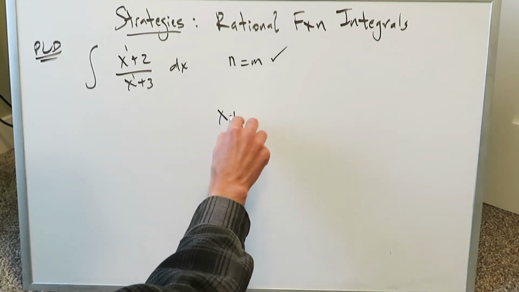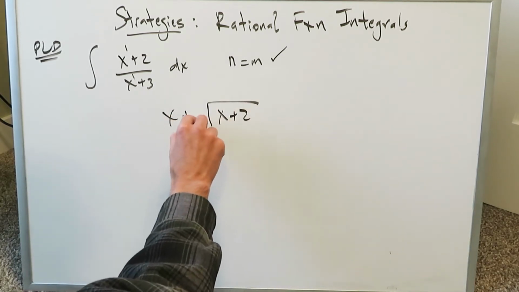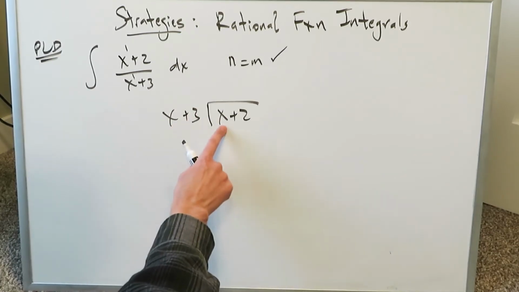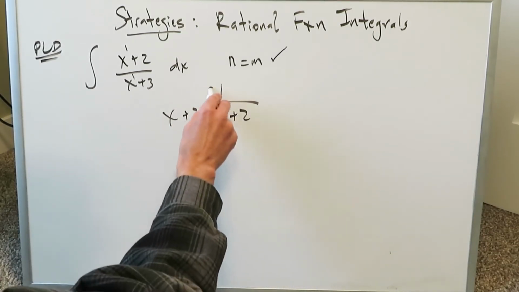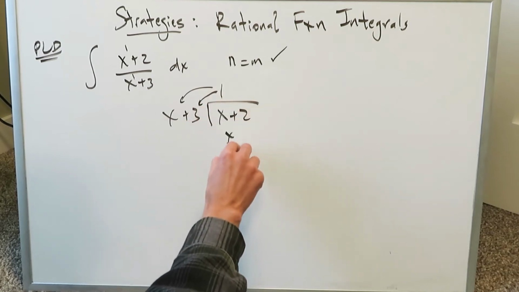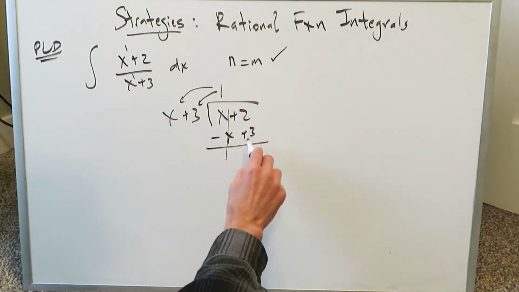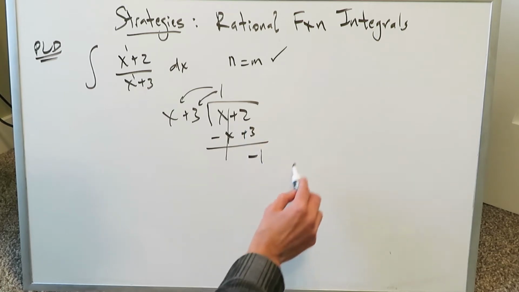You're going to do a polynomial long division. You know how to do that, and that's how you're going to start this out. You're going to see x goes in x one time, and then you're going to multiply this back. You'll have x, here you'll have a 3 and you'll minus it. These will cancel out, and here you'll have a 2 minus 3, which is a minus 1.